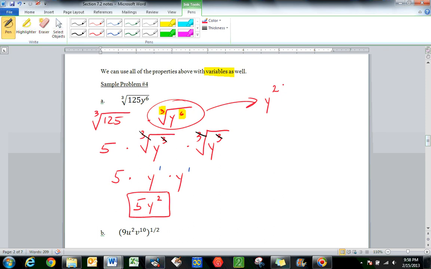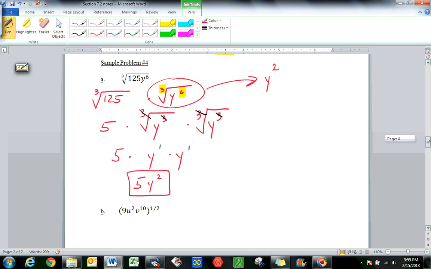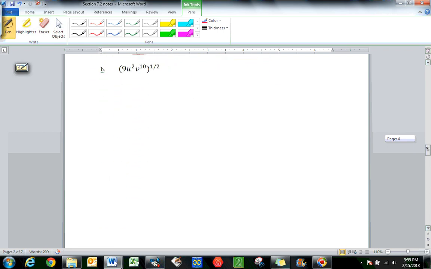Okay, so that's our first one, a first look at simplifying radicals with a variable in it. Now I'm going to go on to part B. Part B gives us a rational exponent, and of course the 1/2 exponent is outside the parentheses, so the first thing I need to do is distribute that to everything in the parentheses.